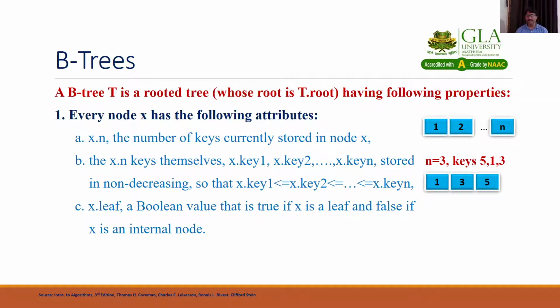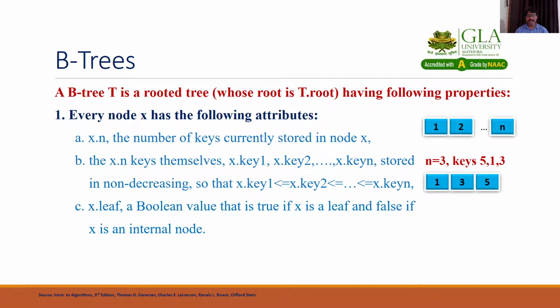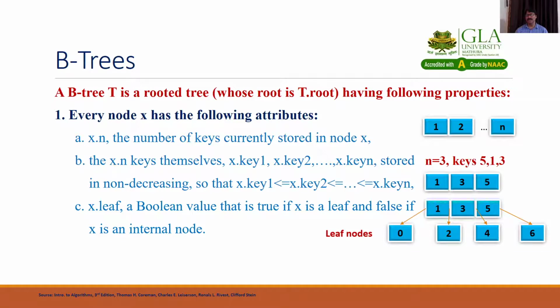Now how will we recognize which of the available nodes are the leaf nodes of the tree, where the tree finishes? The 1c part tells us that if the X dot leaf property is 1, then it is a leaf node, otherwise it is an internal node. You can see here 1, 3, 5, and before 1 we have child 0, in between 1 and 3 we have child 2, in between 3 and 5 we have 4, and after 5 we have 6.